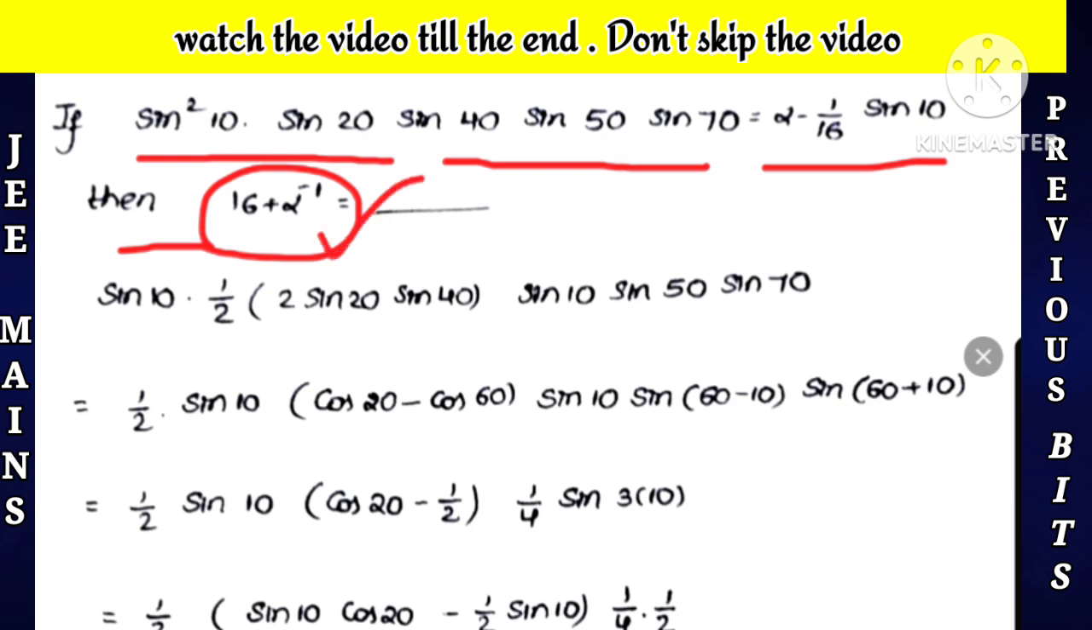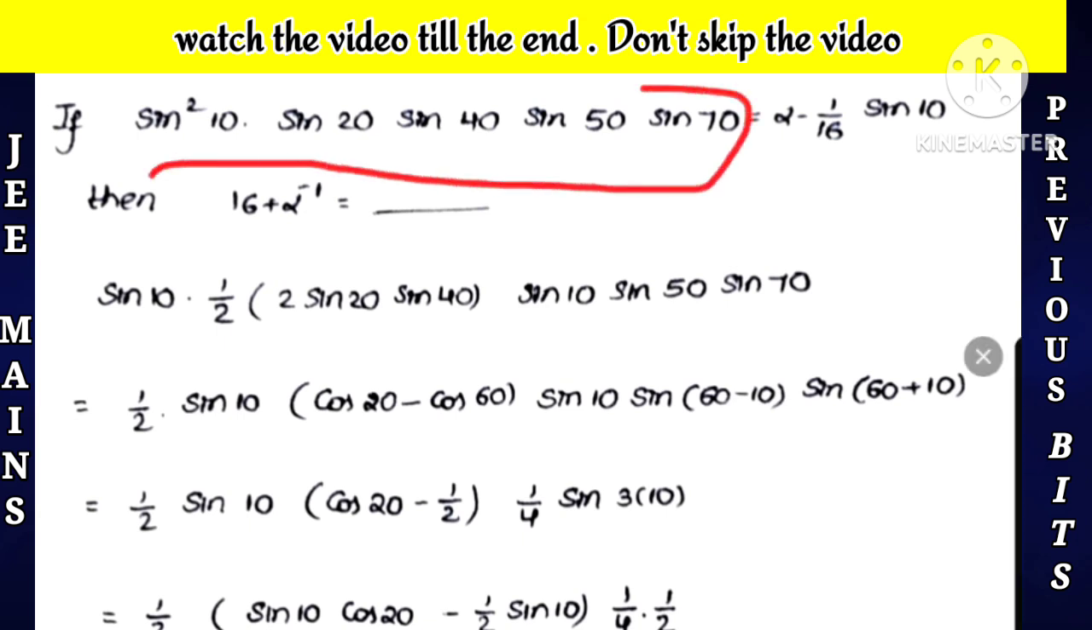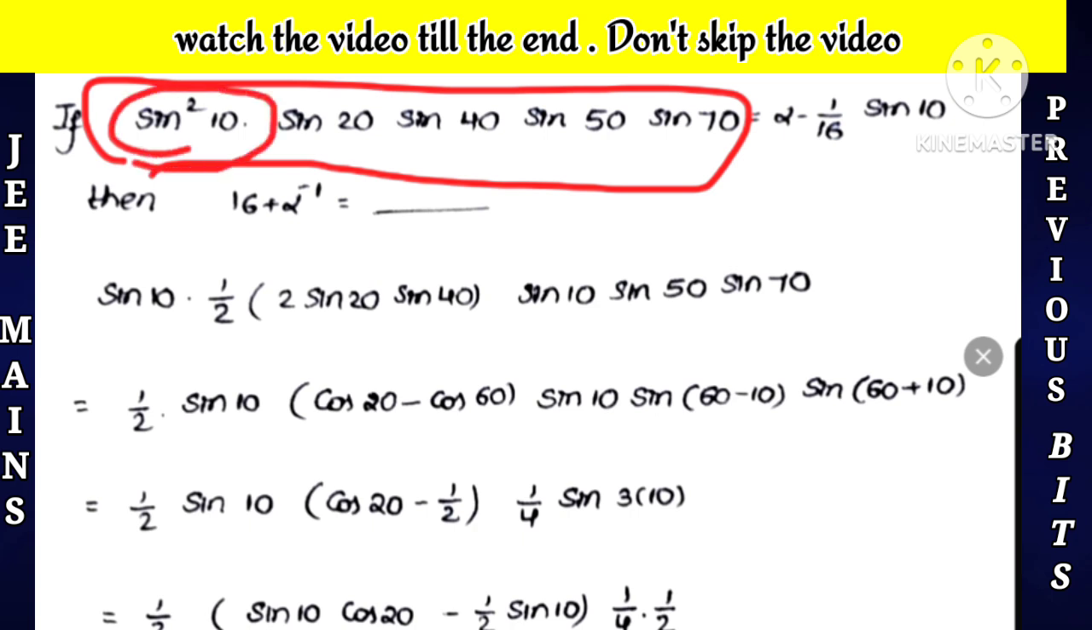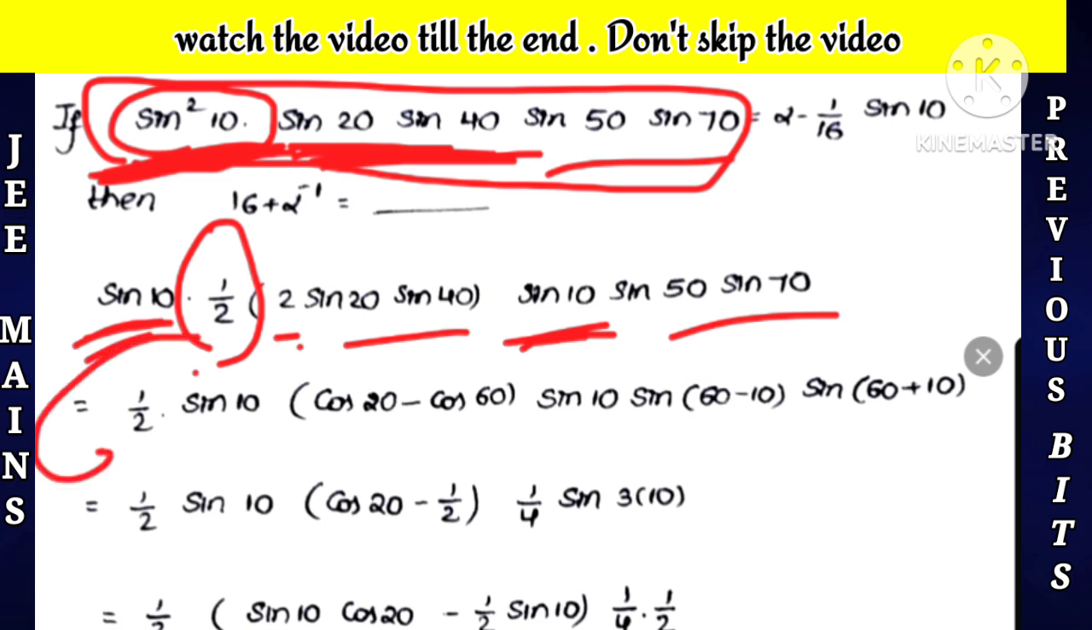So first I am taking the given expression: sin²10° · sin20° · sin40° · sin50° · sin70°. Before writing that, take sin²10° as sin10° · sin10°. To the next two terms apply 1/2 into 2 like that, and then write the remaining two values. Now this is equal to, write the 1/2 first here.